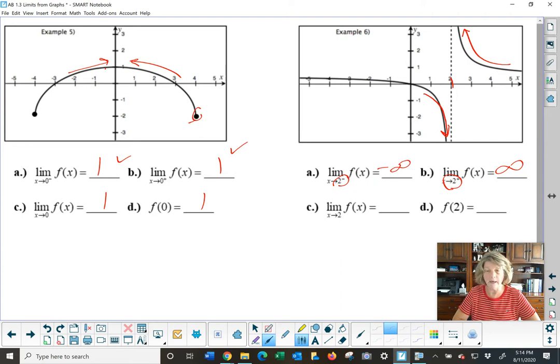Do these agree? No, they're not both headed up to infinity, and they're not both headed down to infinity. They're doing one or the other, right? There is no limit there. It does not exist. F of 2, since it's a vertical asymptote, I'm not noticing any dot there. My function does not cross over that vertical line of x equals 2, so this is undefined.